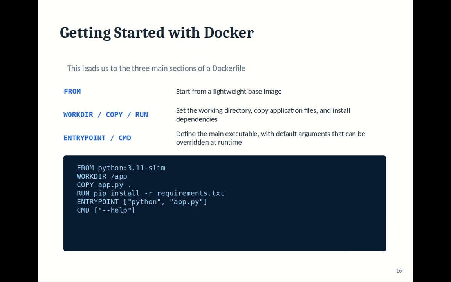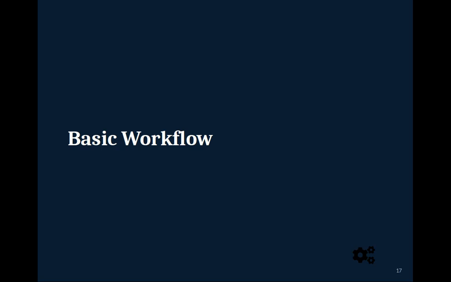This leads us to the three main sections of a Docker file. Start from a lightweight base image, work directory, copy and run. Set the working directory, copy application files and install dependencies. Entry point, CMD. Define the main executable with default arguments that can be overridden at runtime.